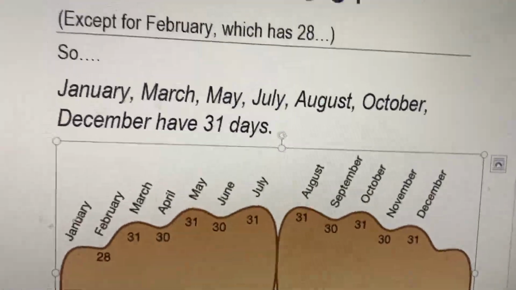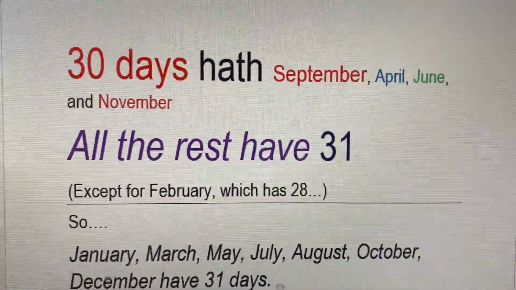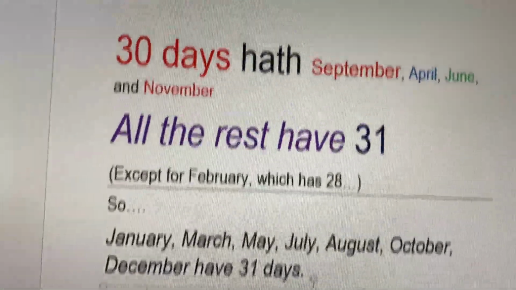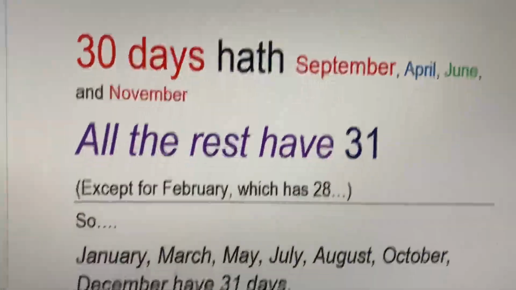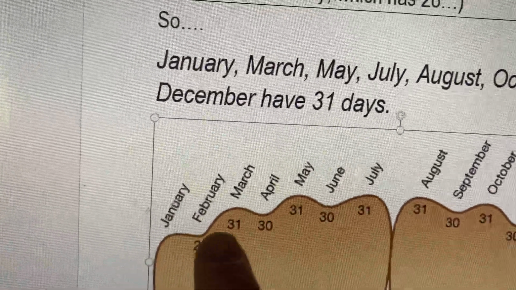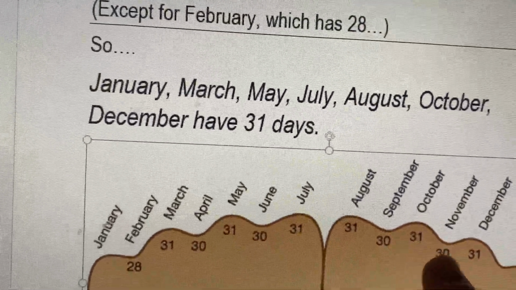So 30 days hath September, April, June, and November. All the rest have 31 except for February, which has 28. And if that poem is hard to memorize, then use your knuckles. January, February, March, April, May, June, July, August, September, October, November, December.